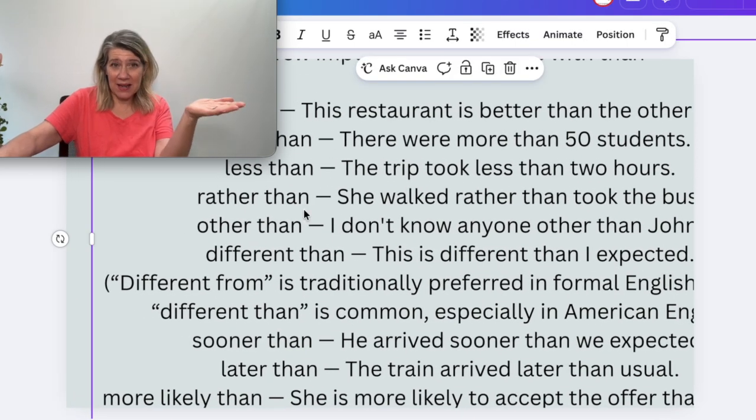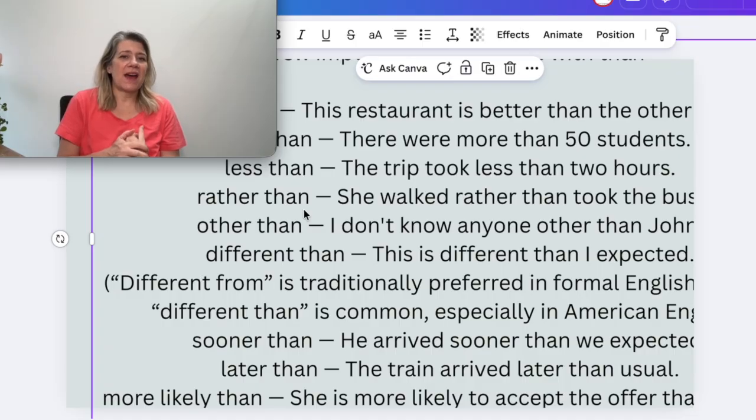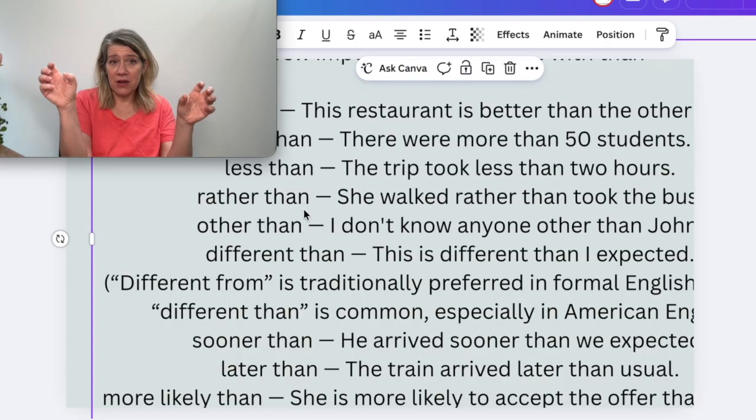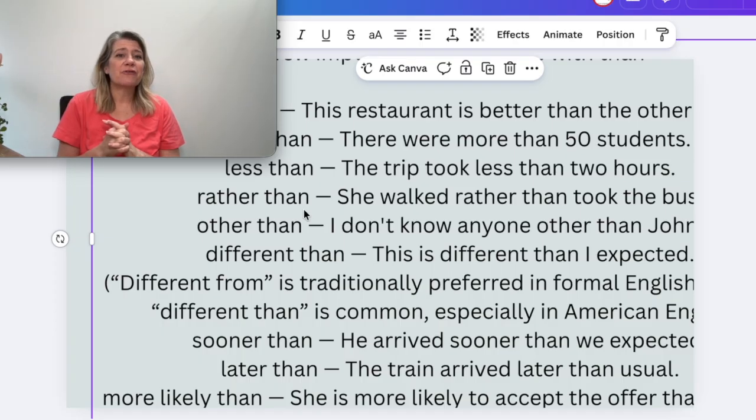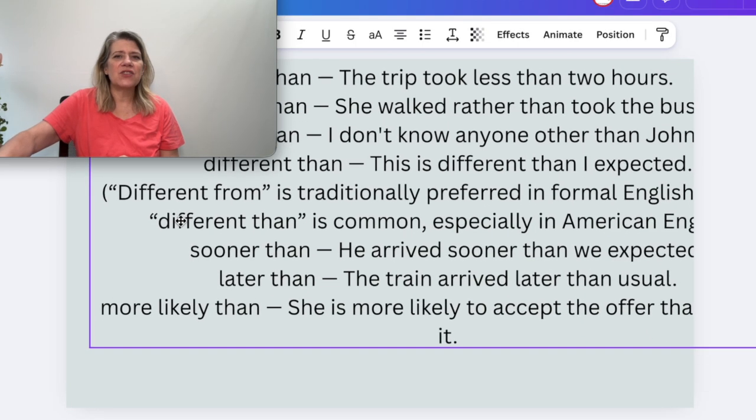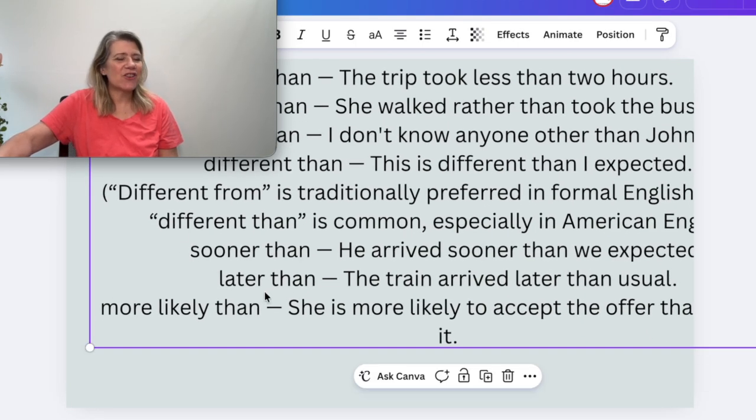So we're comparing anyone with John. Different than. This is different than I expected. This thing right here is what I'm comparing to my expectations. Different from, notice, different from is traditionally preferred in formal English, but different than is common, especially in American English. Sooner than. He arrived sooner than we expected. Later than. The train arrived later than usual. More likely than. She is more likely to accept the offer than to reject it.